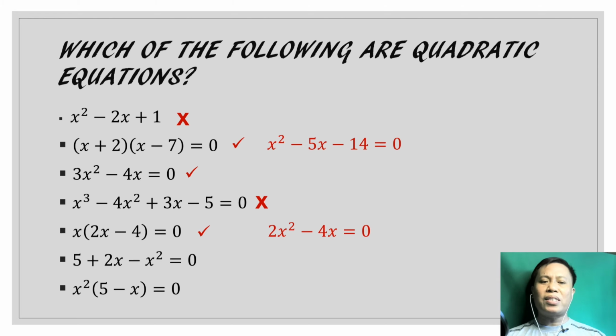Next is 5 plus 2x minus x squared equals 0. Is it a quadratic equation or not? It is a quadratic equation. We can arrange that in standard form as negative x squared plus 2x plus 5 equals 0. The highest exponent is 2 and it has an equal sign. The last one is x squared times 5 minus x equals 0. Is it a quadratic equation? The answer is no. It's not a quadratic equation because if we expand the product of x squared and 5 minus x, it becomes 5x squared minus x cubed equals 0.